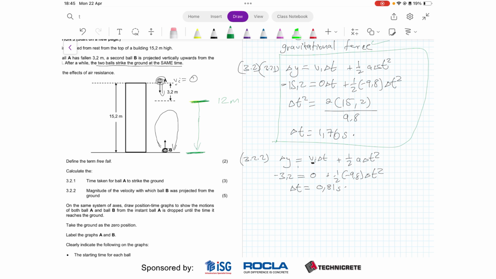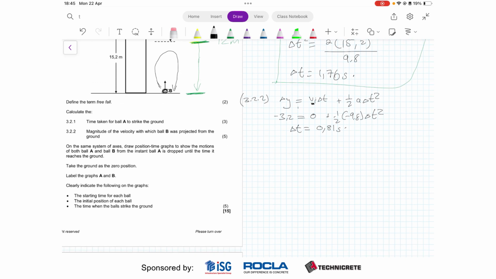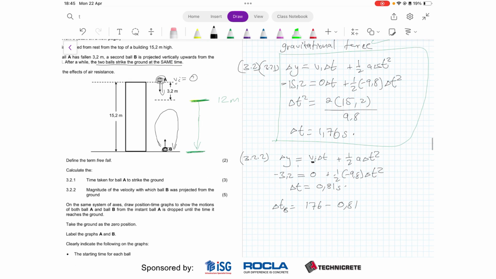So that means that the amount of time it takes for ball B to complete its motion is given by delta tB is equal to 1.76 minus 0.81. Remember, because 1.76 is the total time it takes for ball A to travel to the ground.